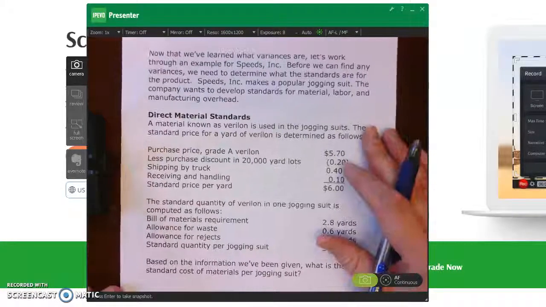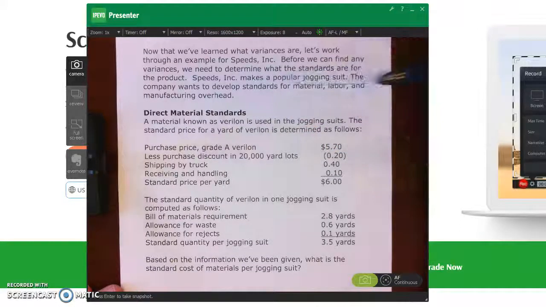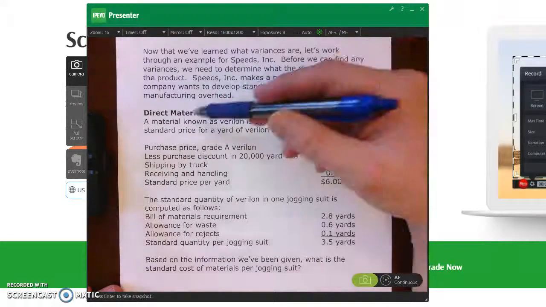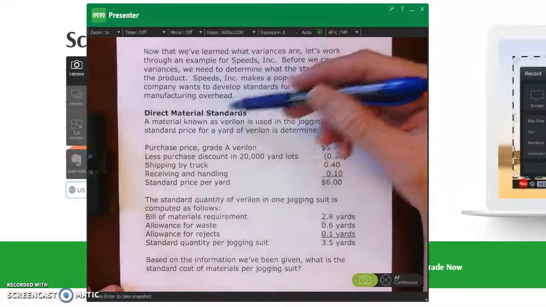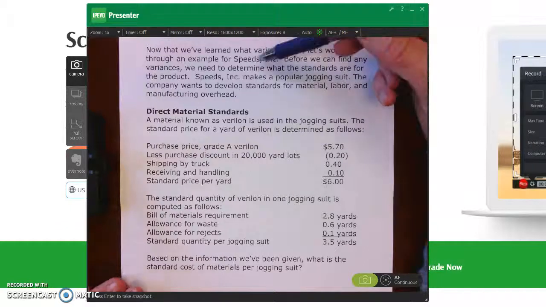And so in this lecture video, we're going to go over how to calculate the standard materials, meaning the direct material standards, and then the direct labor standards, and also the variable overhead standards. And we'll develop a standard cost, and then we're going to go through and calculate some direct materials and direct labor variances.